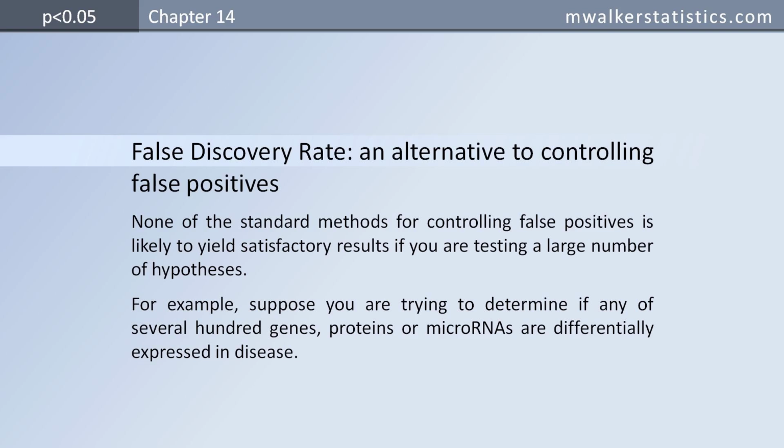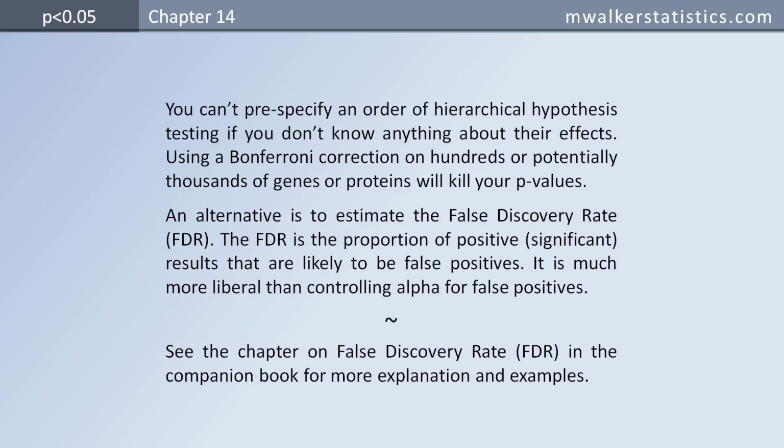False discovery rate, an alternative to controlling false positives. None of the standard methods for controlling false positives is likely to yield satisfactory results if you are testing a large number of hypotheses. For example, suppose you are trying to determine if any of several hundred genes, proteins, or microRNAs are differentially expressed in disease. You can't pre-specify an order of hierarchical hypothesis testing if you don't know anything about their effects. Using a Bonferroni correction on hundreds or potentially thousands of genes or proteins will kill your p-values.